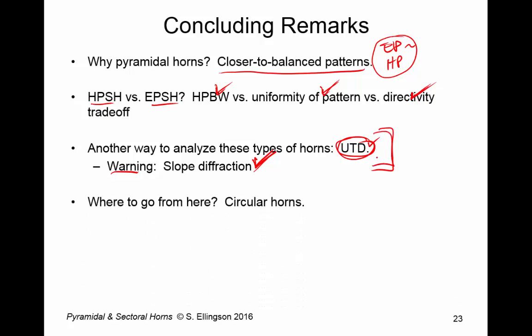Now, where do we go from here? We've talked about pyramidal horns and the special cases of H-plane sectoral horns and E-plane sectoral horns. What would go next? Circular horns. So circular horns, as you might expect, are horns which are based on circular waveguides, and the circular waveguides are then flared out radially. Why might we want circular horns as opposed to E-plane or H-plane sectoral horns or pyramidal horns? Commonly, it comes down to this issue, the balanced nature of the pattern. It turns out that we can also do some other clever things with circular horns that give us some desirable trade-offs. So that's the topic for another lecture.